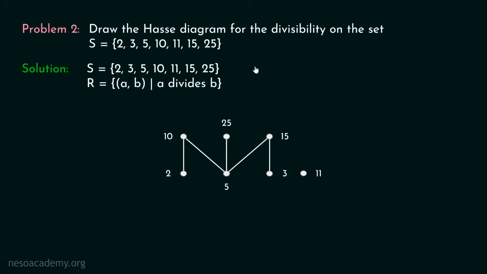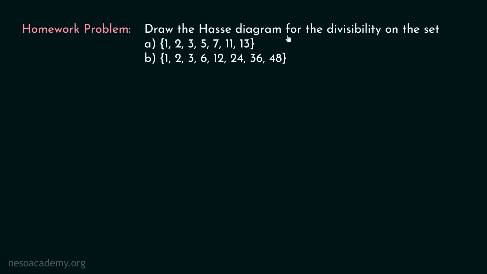Now, here is a homework problem for you. Draw the Hasse diagram for the divisibility on the set 1, 2, 3, 5, 7, 11, 13. And this set 1, 2, 3, 6, 12, 24, 36, 48.